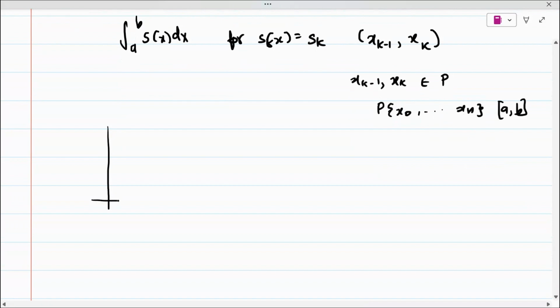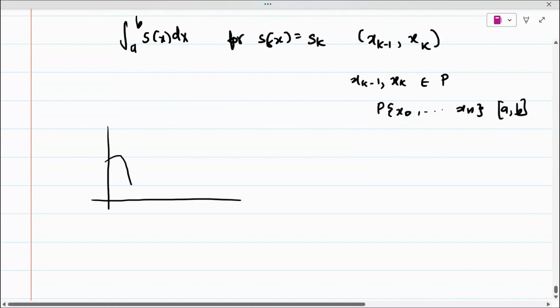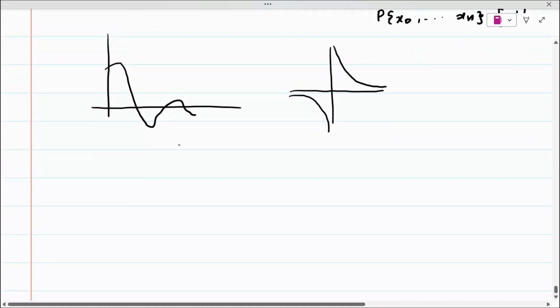Say we have some random function like this, or some function like this. We'll suppose now this is called bounded and unbounded, and we'll see why.